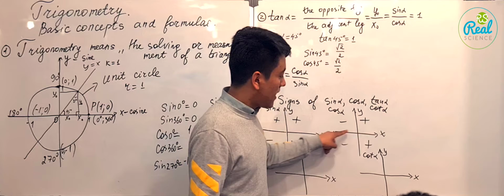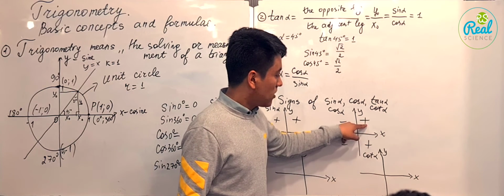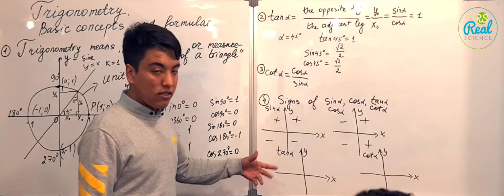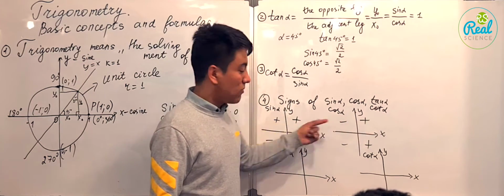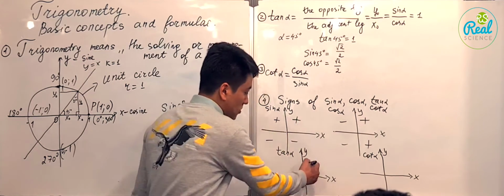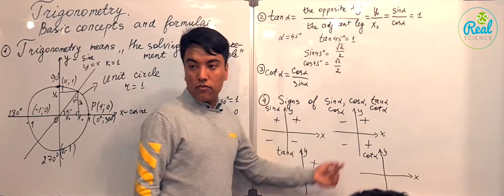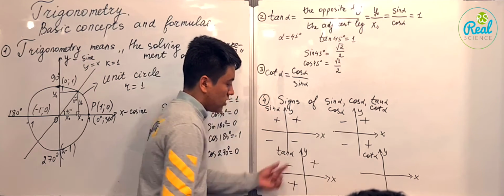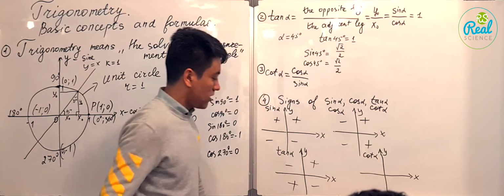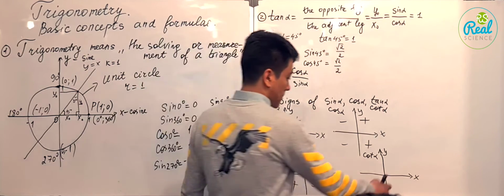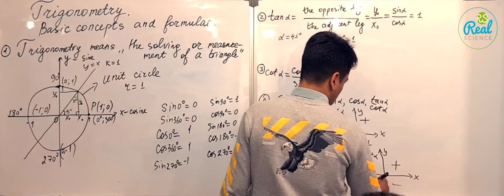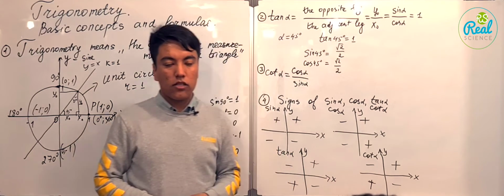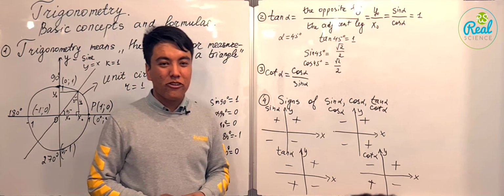Cosine: now we are looking at the x-axis. Here it's positive, negative, negative, positive. And tan alpha is division, sine alpha over cosine alpha. Plus over plus is plus. Plus over negative is negative. Negative over negative is positive. And again, negative over positive is negative. That's it. Cotangent is also the same, because it's also division. Did you understand now how to find the signs? No problem?